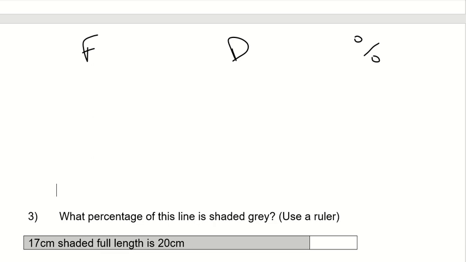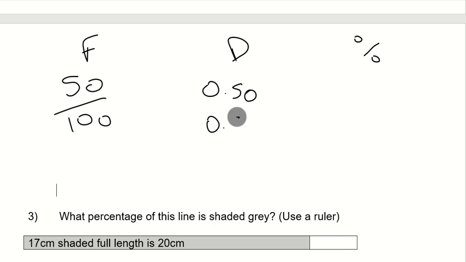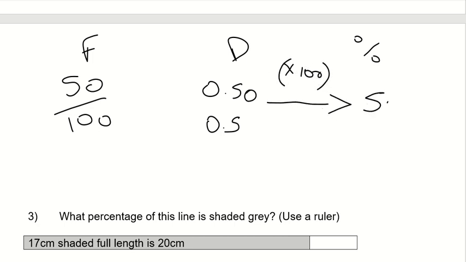So let me give you a very straightforward example. 50 over 100. If you did the division, which is 50 divided by 100, you would get an answer of 0.50, which is also the same as 0.5. Now, to get that as a percentage, you would multiply by 100. If we do that, we would get 50%. And that works for any decimal.